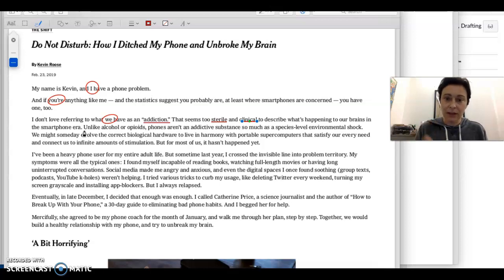And he's actually clarifying to say it's like a species level environmental shock. And I just love that phrase. I think it's really interesting.